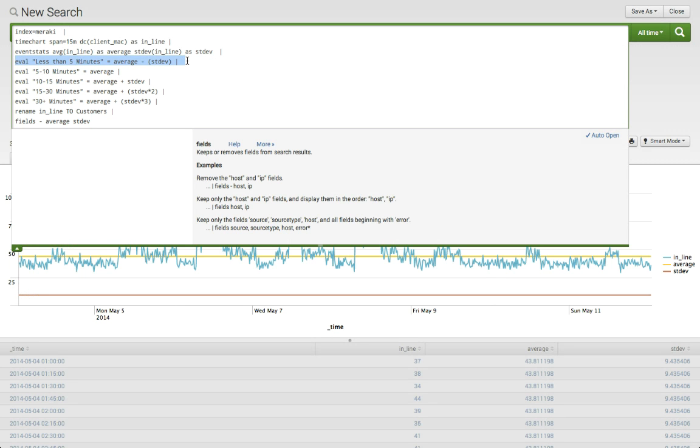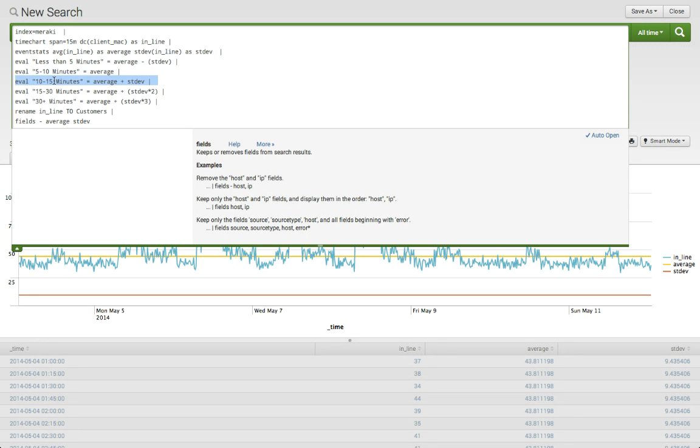Let's start with the average and work backwards. We created a field called 5 to 10 minutes, and that's just the average value. That's this yellow line. Less than 5 minutes is the average value minus 1 standard deviation. Because our average was so low, we just went 1 below, but we did go 3 above actually.